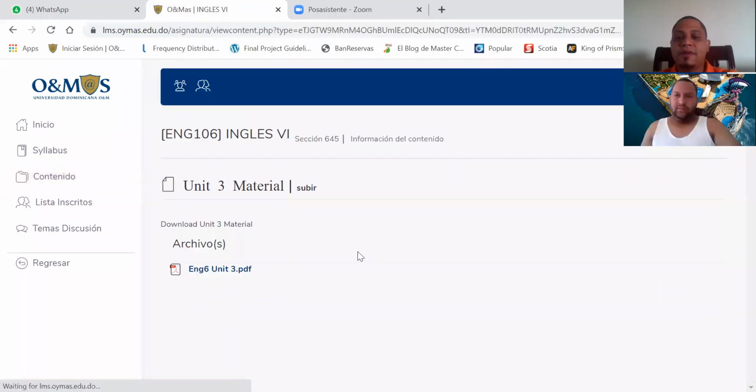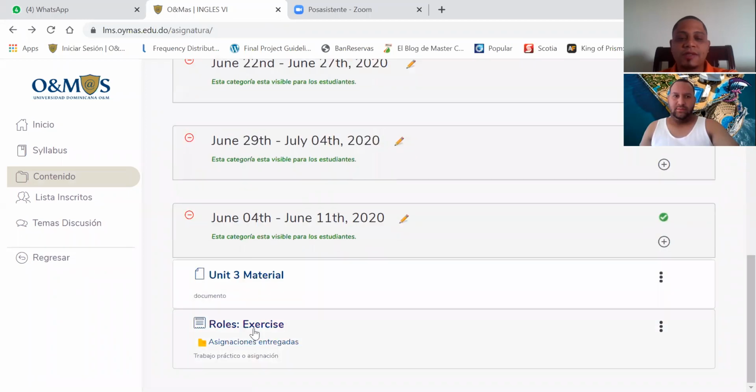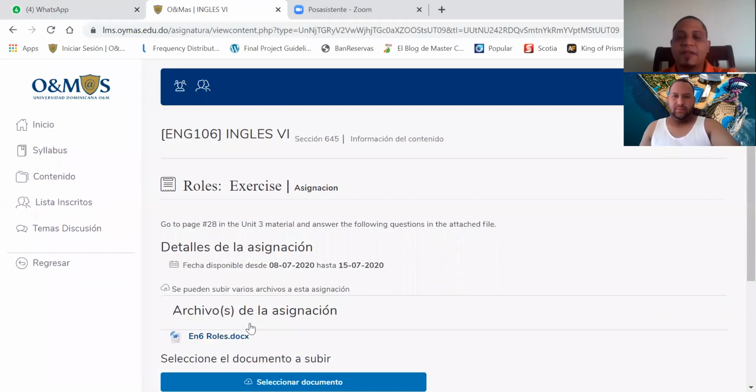So this is the material that you can download, whether on your computer, your tablet, or your smartphone, and you can see what it has inside. After you check it, you have to go to the exercise that I left here for you. And this is an exercise about roles, right? I'm not going to tell you what a role is because that is the first question for this homework. So you have to talk about what you have in there.